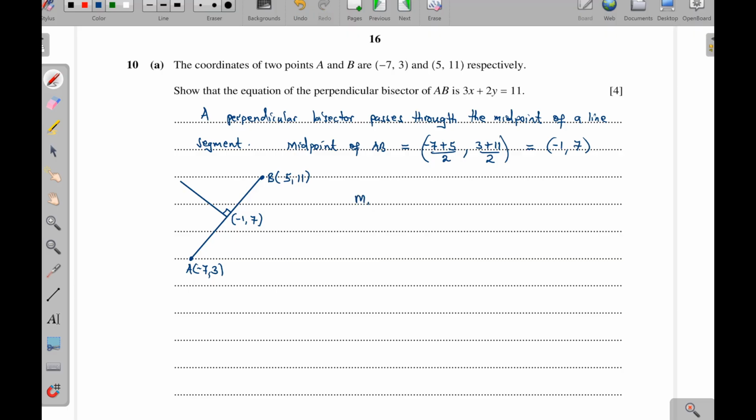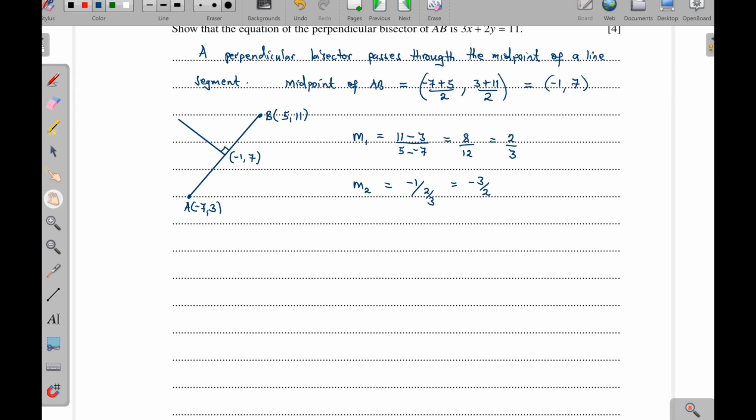So we need m1, that is the gradient of AB. So change in y, that is 11 minus 3, over change in x, which is 5 minus negative 7. So this one will give us 8 over 12. That means here we shall get by 4, 2 over 3. Then the gradient of the perpendicular bisector will be negative 1 over the gradient of the line AB, negative 1 over 2 over 3. Then we shall get negative 3 over 2.